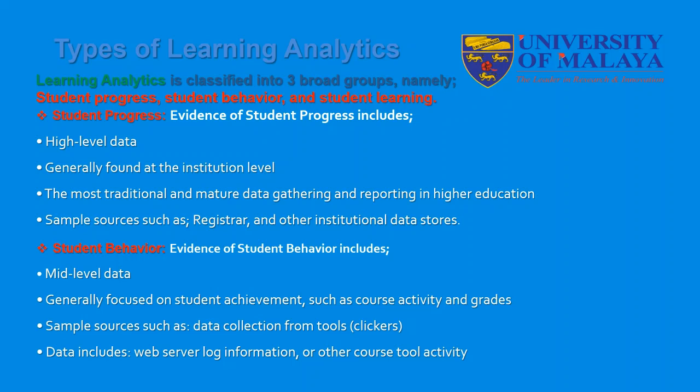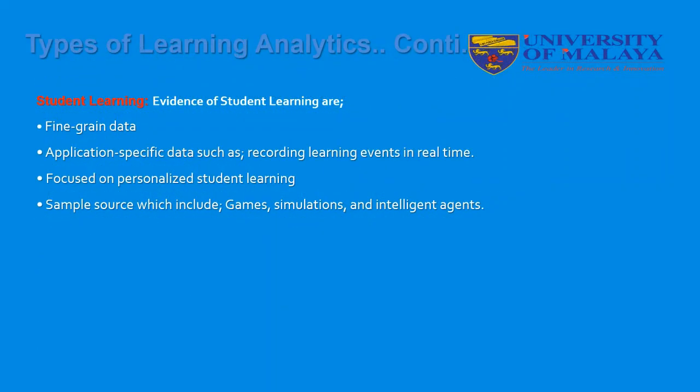Student behavior. Evidence of student behavior includes sample data such as registrar and other institutional data stores, generally focused on student achievements such as course activity and grades. 3. Student learning. Evidence of student learning are fine-grained, application-specific data such as recording learning events in real time, which is focused on personalized student learning. Sample sources include games, simulations, and intelligent agents.